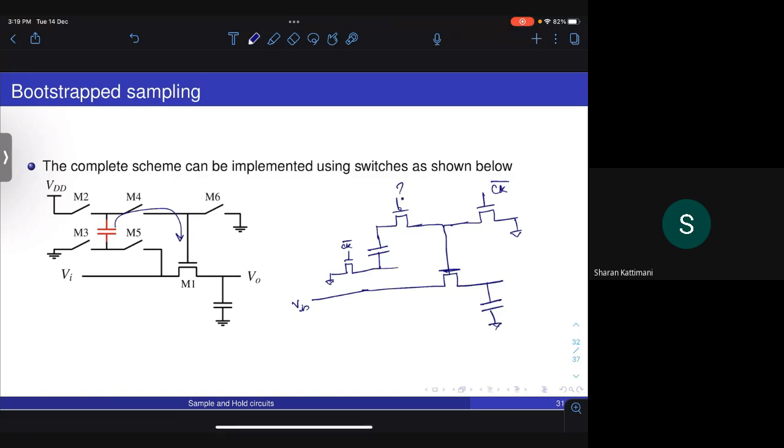Basically, when the sampling is happening, this switch should be on, and during the hold phase it should be off, right? So this will also be clock bar. Okay, now what about M5?